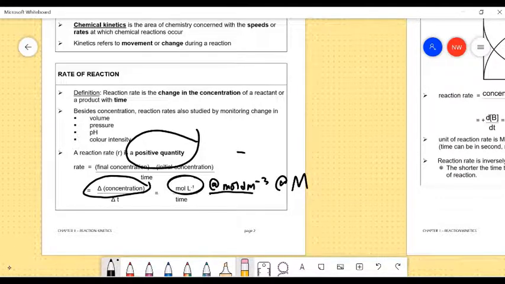And then over time. Okay, time boleh jadi sama ada dalam second, ataupun time boleh jadi dalam minit, ataupun time boleh jadi dalam years, ataupun time boleh jadi dalam days. Okay, so it depends kepada soalan tersebut. Masa tersebut dia nak bagi ikut saat ke, minit ke, tahun ataupun days. Okay, so ini tak ada masalah.